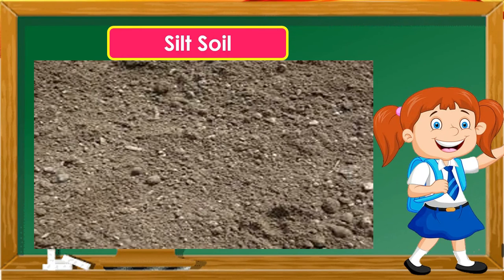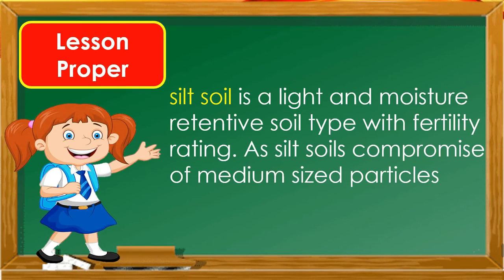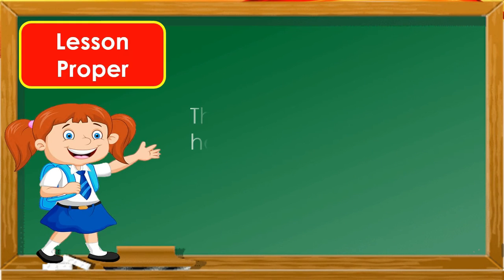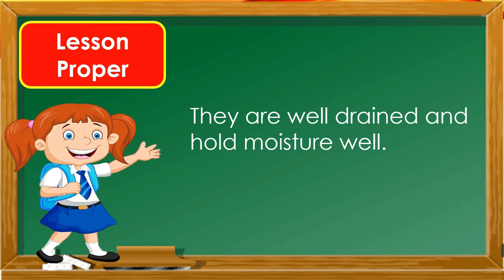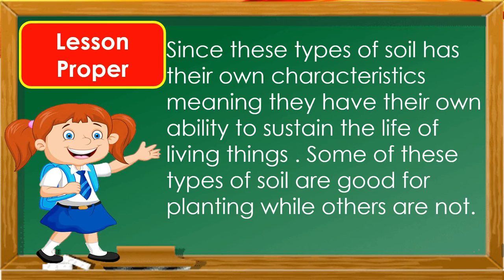Silt soil. Silt soil is a light and moisture retentive soil type with a fertility rating, as silt soil comprises medium-sized particles. They are well drained and hold moisture well. Since each type of soil has its own characteristic, they have their own ability to sustain the life of living things. Some of these types of soil are good for planting while others are not.